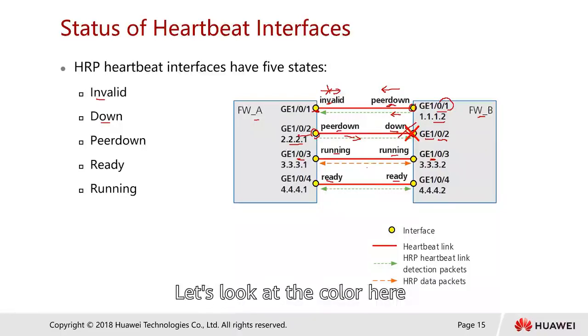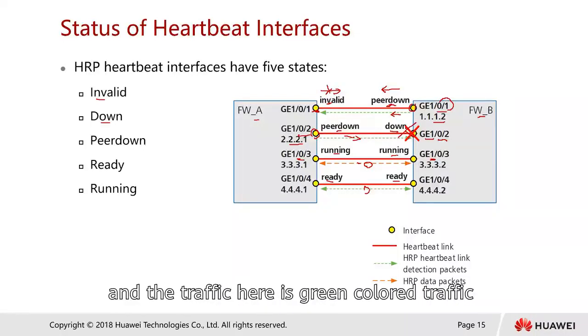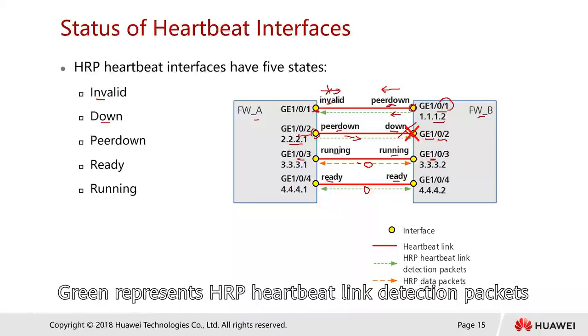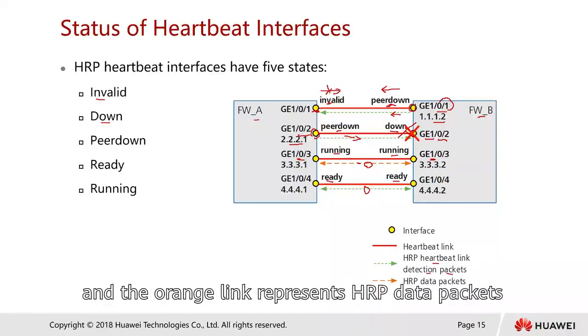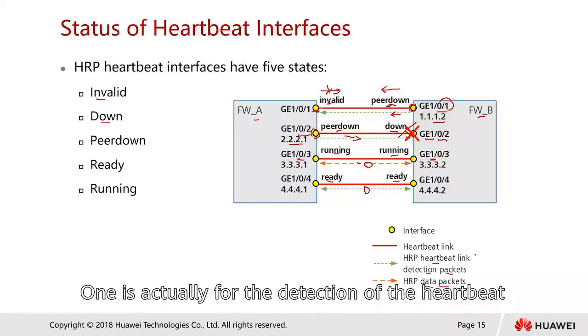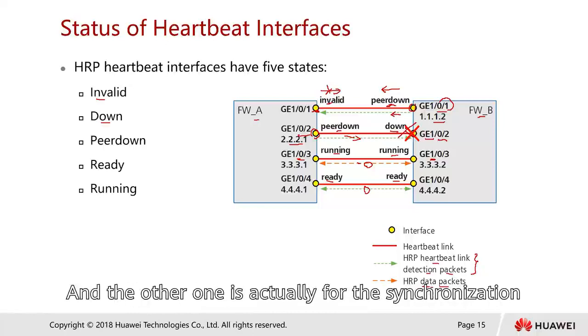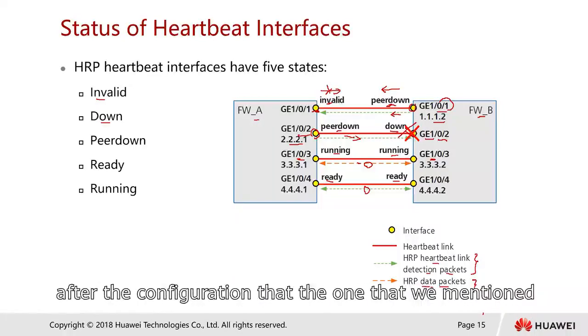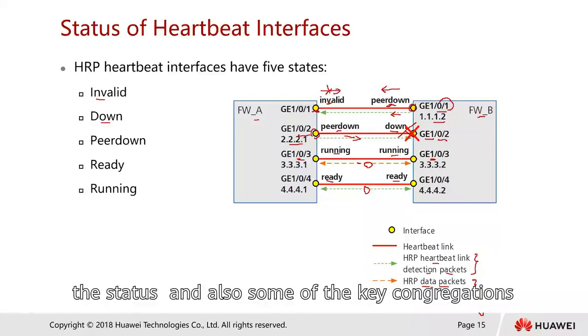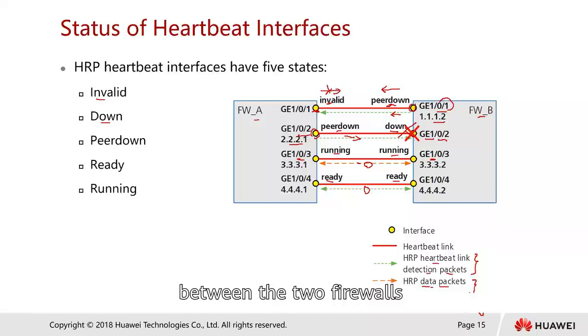Now let's look at the color here. Okay, this is orange. The traffic is an orange color traffic and the traffic here is a green color traffic. Right, so green represents HRP, heartbeat link detection packet. All right, and the orange link represents the HRP data packet. So one is actually for the detection of the heartbeat, like the hello and the acknowledgement, and the other one is actually for the synchronization of the configuration, the status that we mentioned, and also some of the key configuration between the two firewalls.